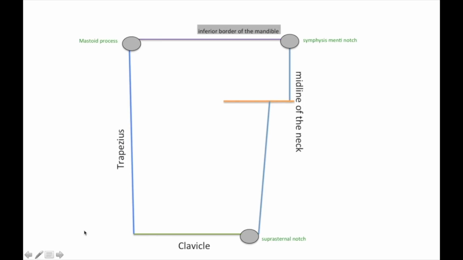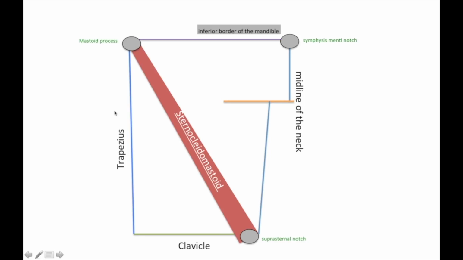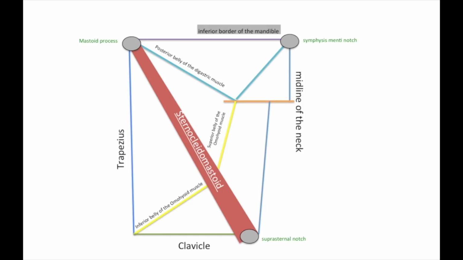Then we will divide the rectangle into the anterior triangle and posterior triangle by the sternocleidomastoid muscle. So we have the inferior belly of omohyoid, superior belly of omohyoid, posterior belly of the digastric muscle, anterior belly of the digastric muscle. Then we will have the hyoid bone.